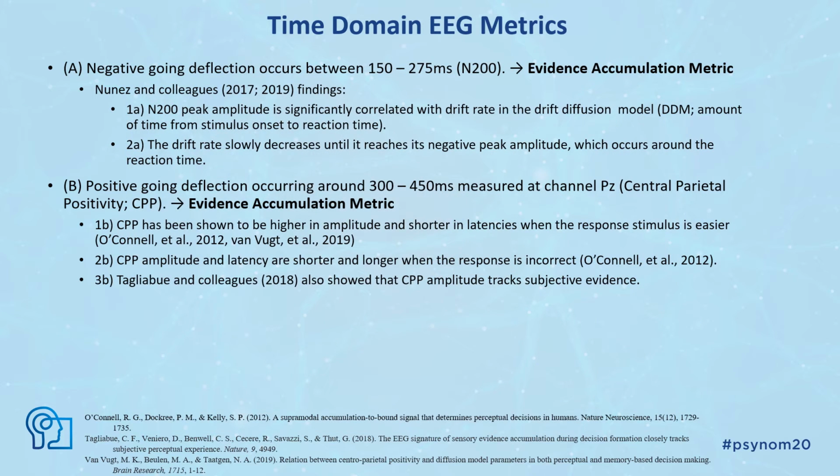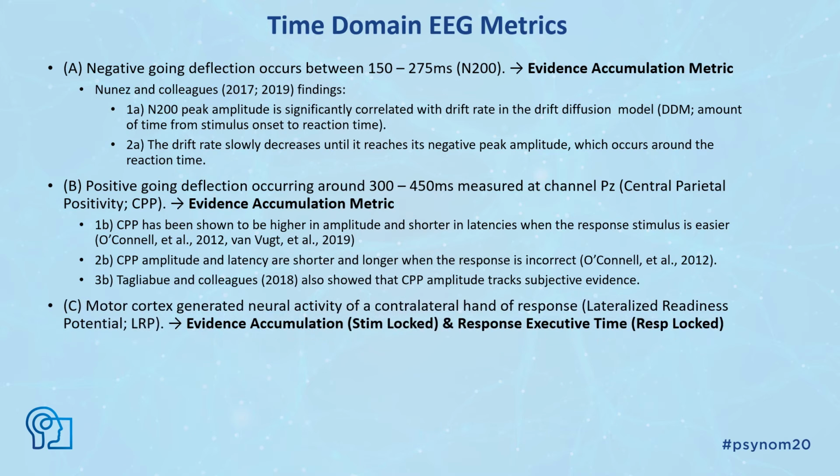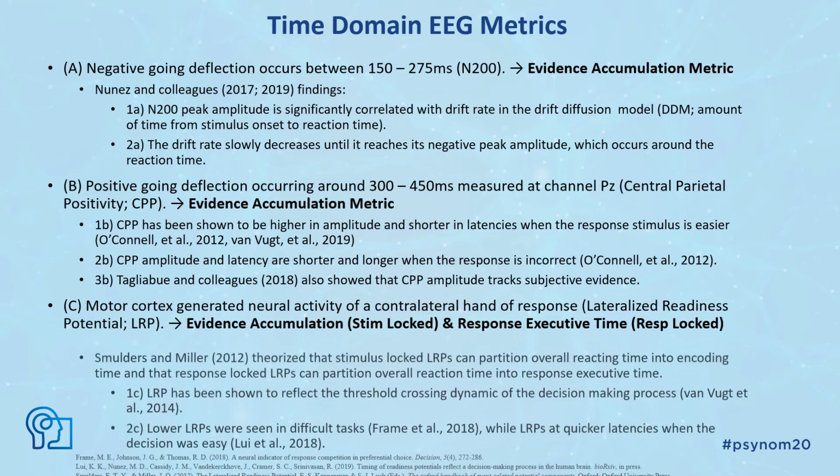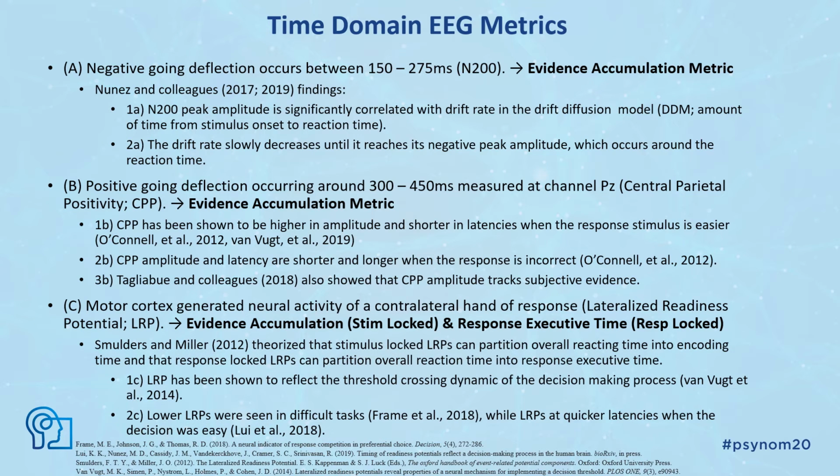Lastly, we have the long-studied lateralized readiness potential, both the stimulus and response locked variants. In a review on the LRP, Smulders and Miller in 2012 suggested overall response times could be partitioned into stimulus categorization time plus response execution time by measuring the latency of stimulus-locked LRPs and the time between onset of response-locked LRP and reaction time, respectively. According to their partition hypothesis, overall reaction time is the sum of these two LRP latency measures.